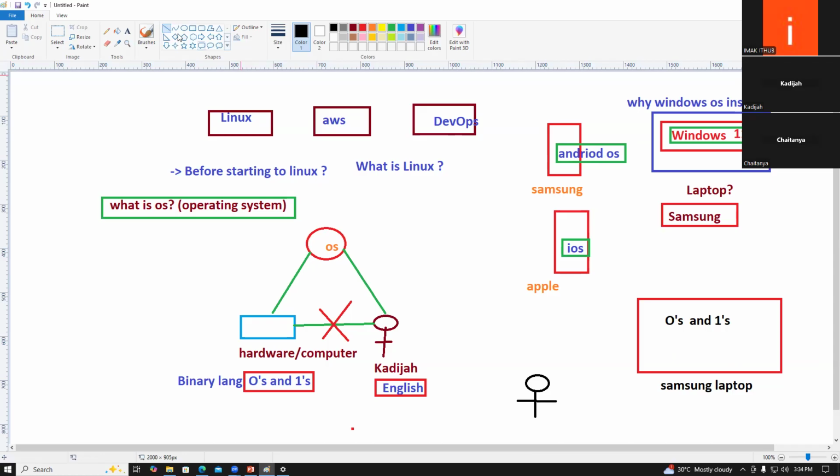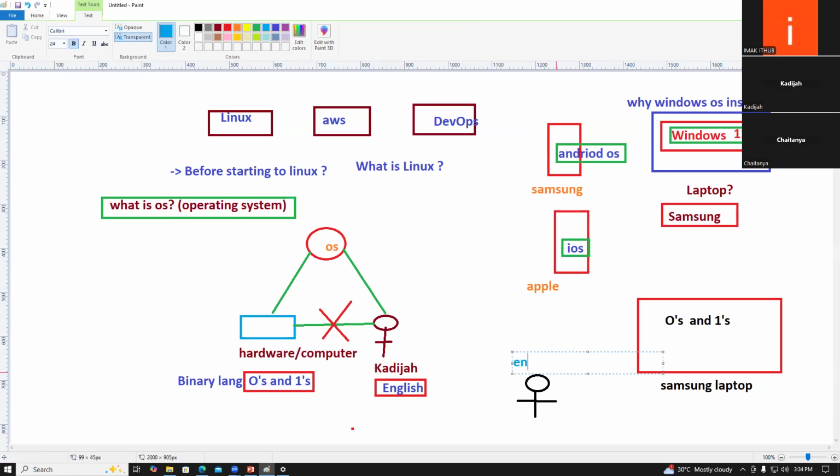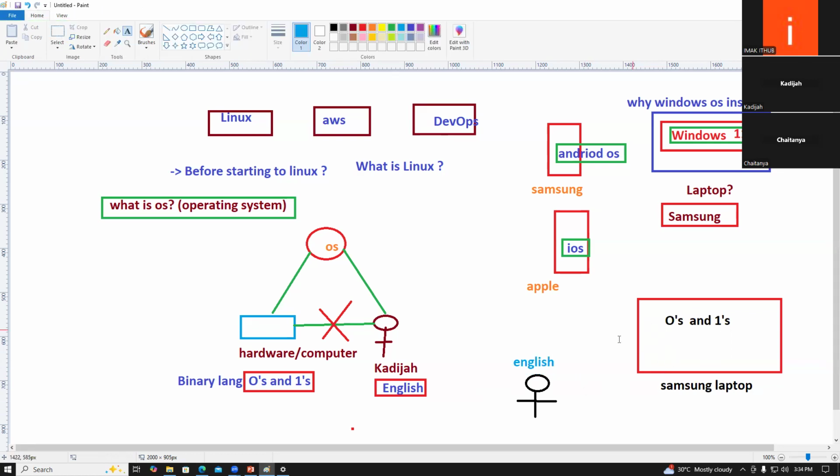Katis knows only English. So, English language. Are you able to interact with this hardware directly? Why not? Because we don't speak the same language.